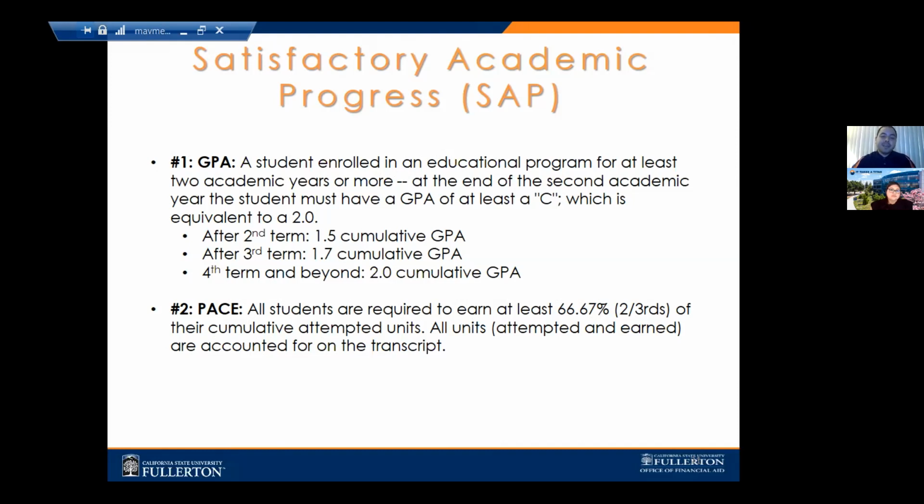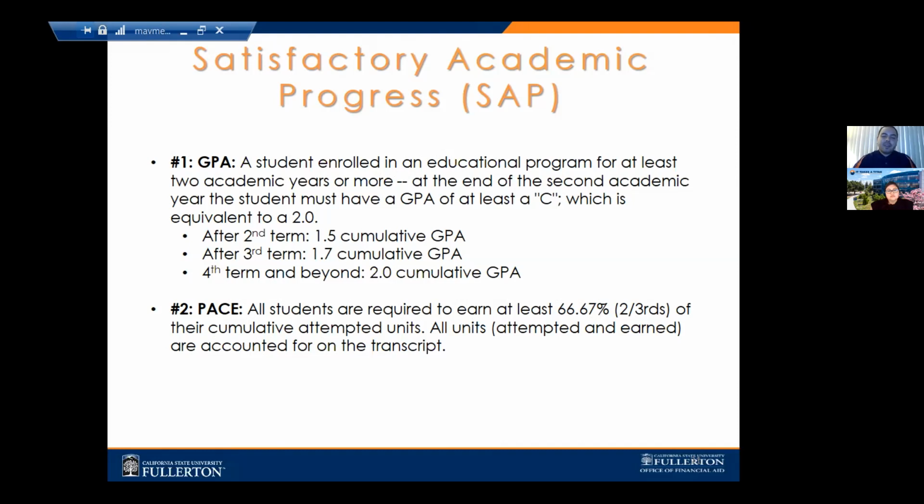And so the first is GPA. In general, what you want to do is always maintain a C average, a 2.0 GPA. But if you are in just your second term, the minimum is a 1.5. Your third term at CSUF, the minimum is 1.7. So this is mainly for first and second year students. But once you're past your second year and past your fourth semester, we essentially look for a 2.0 minimum GPA.